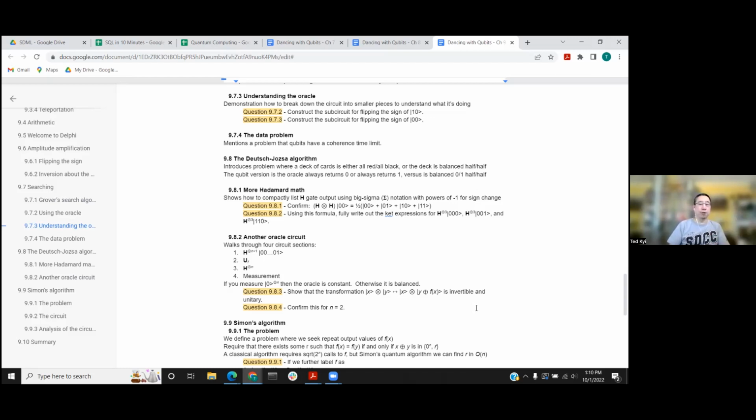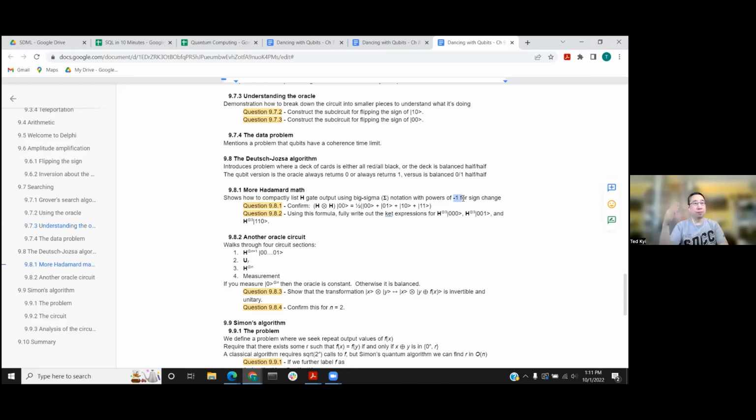And so the qubit version is that it's either returning all zeros, all ones, or that it's balanced, half 0s, half 1s. So it goes through subsection 981, sort of talks about if you apply Hadamard gates to all of your input qubits, how can we represent this using big sigma notation? And in particular, it does a thing where it does -1 to the whateverth power, and that basically just acts as a sign change.